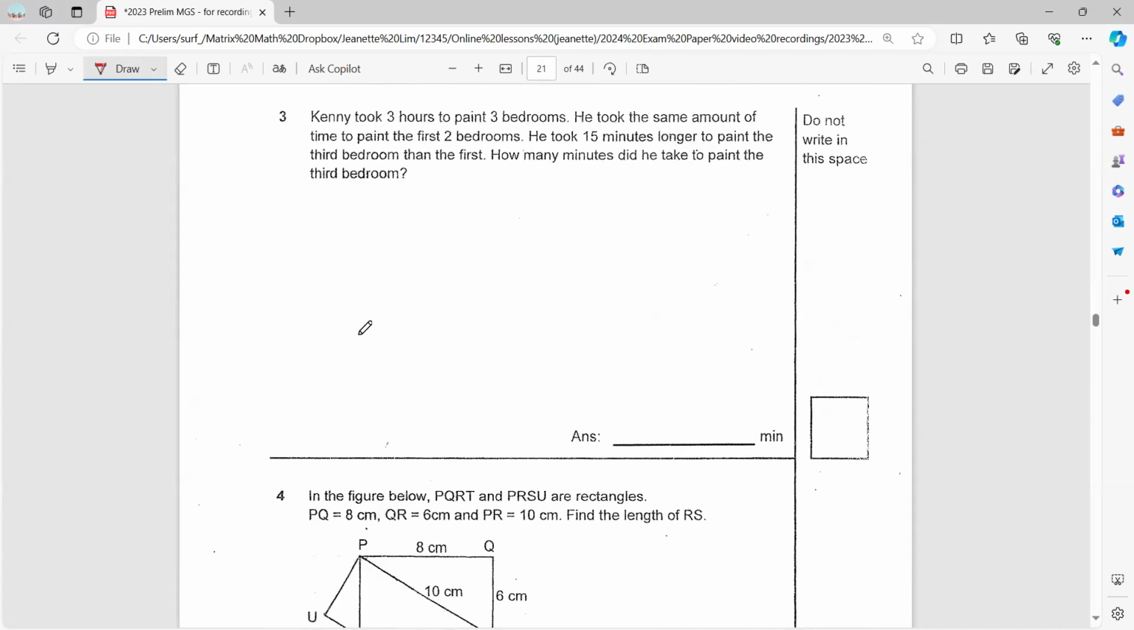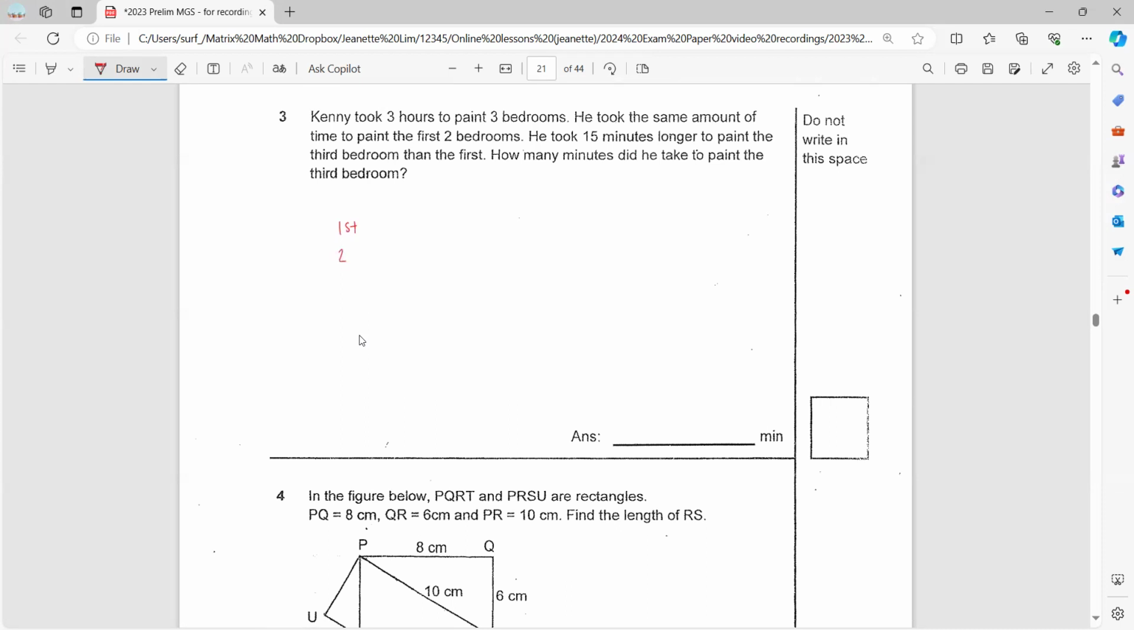Question 3. Kenny took 3 hours to paint 3 bedrooms. He took the same amount of time to paint the first 2 bedrooms. He took 15 minutes longer to paint the third bedroom than the first. How many minutes did he take to paint the third bedroom? Okay, so same amount of time for the first 2, but 15 more minutes for the third one.